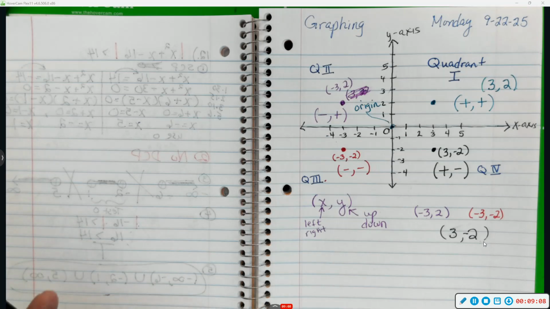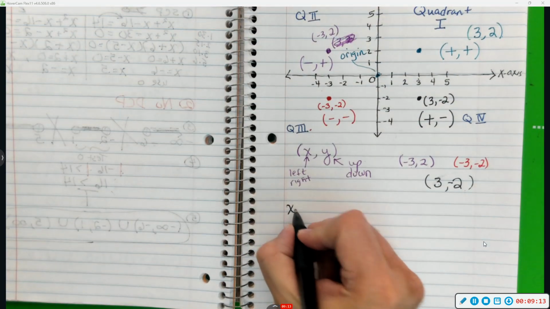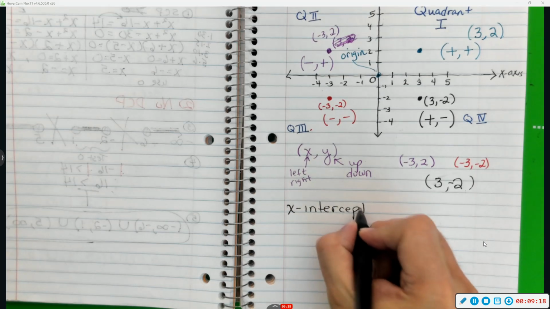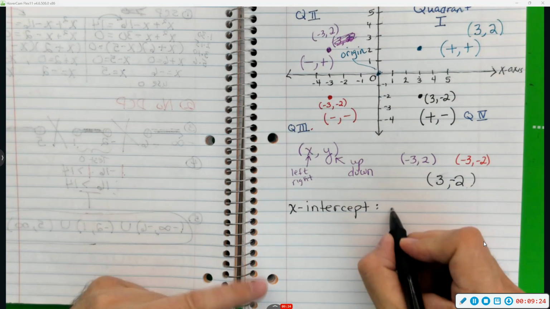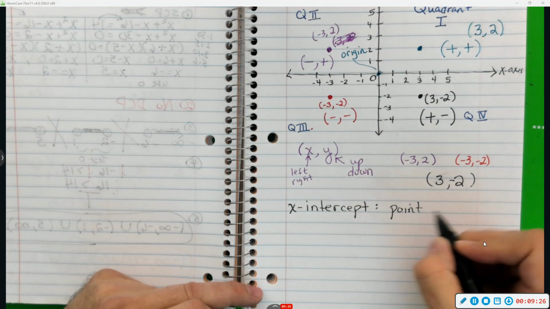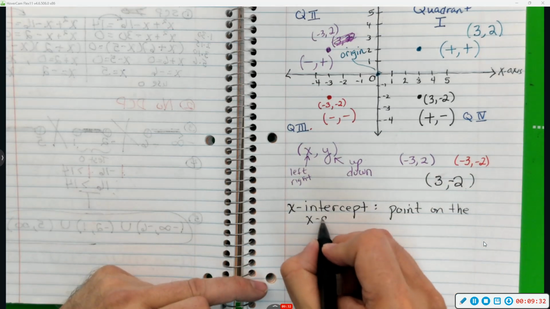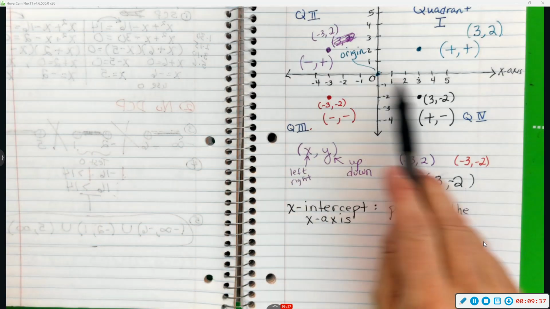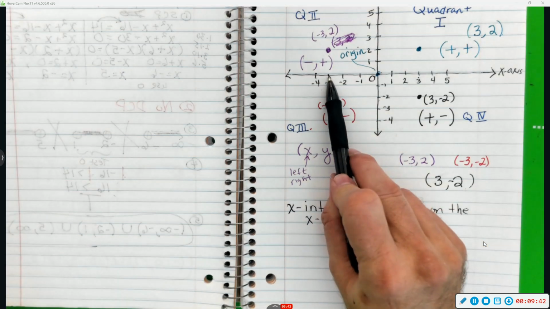Now, some terminology. The x-intercept. I'm defining the terminology x-intercept. That's a point on the x-axis. In a moment, we'll be drawing some lines, and we'll see where the line intersects that x-axis.